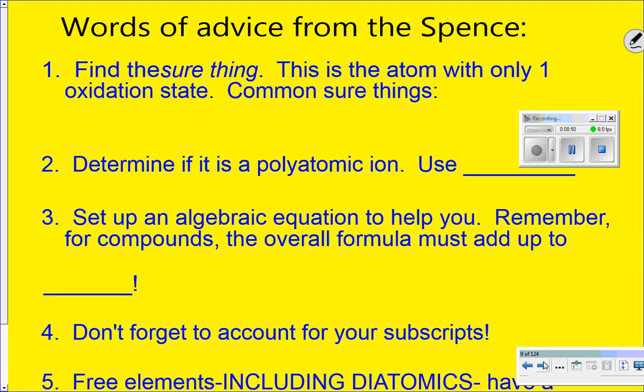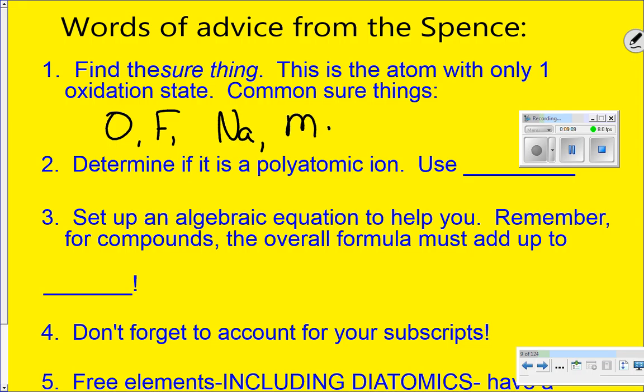Some words of advice from me. Number 1, find your sure things. This is an atom with only 1 oxidation state. Some of your really common sure things include oxygen, fluorine, they each only have 1 charge. Sodium, group 1 ions in general.